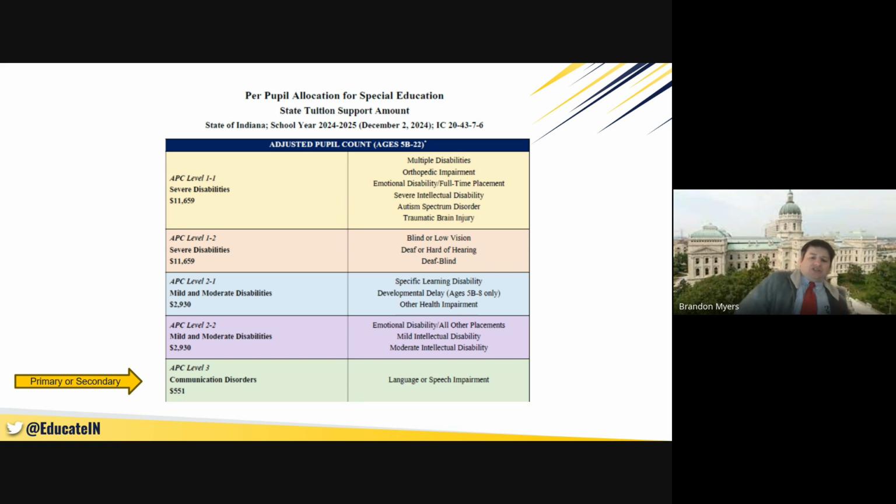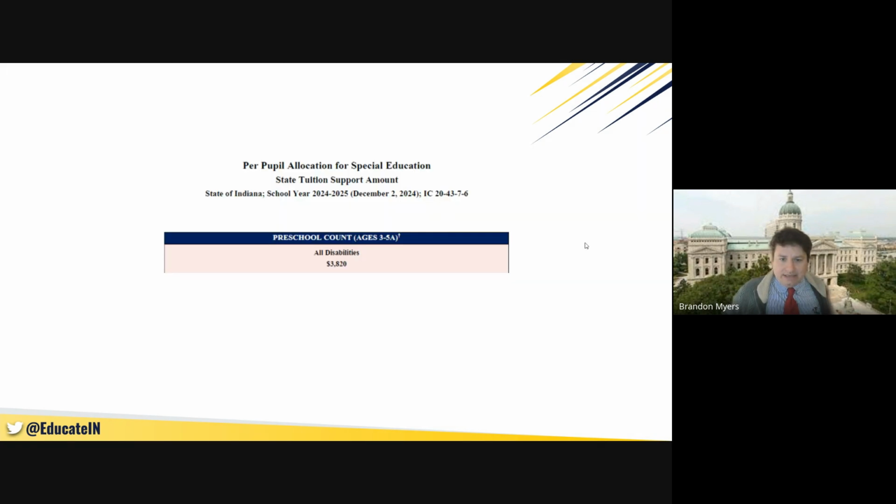Then we have communication disorders, which is language or speech impairment. And that's important to know that it's a little different. That money is, if the child only has that, that is $551 that's generated by the school. But if the child has that as a secondary disability, has one of these others above, and that, then that 551 is added on. That's the only one that's like that. So that's the only time secondary disability matters, is in that fiscal context.